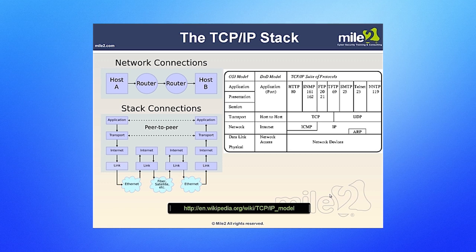I prefer to stay with the OSI model because it's more granular, and it actually breaks it down into 7 layers instead of taking, like, application maps to session, presentation, application. Of course, you can see transport is host to host, network is internet, and data link and physical is network access. So it's the same thing, it's just 2 perspectives of 4 layers or 7 layers.